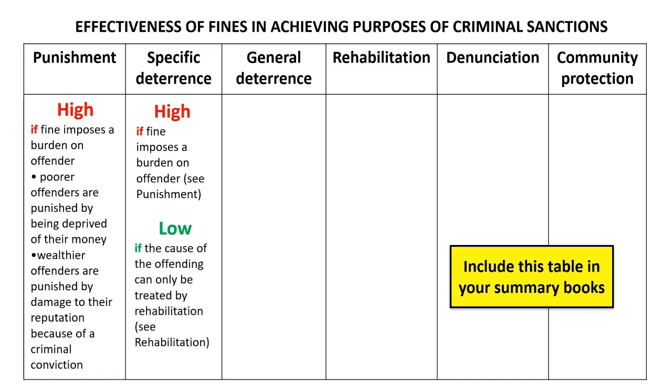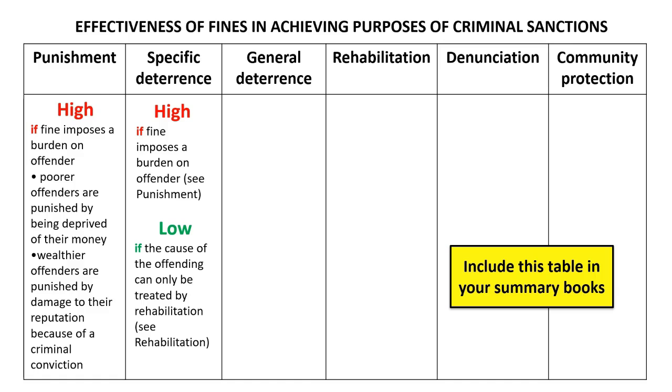Having said this, the effectiveness of a fine as a specific deterrent is likely to be low if the reason the offender committed the offence is something that will continue to exist unless the offender is rehabilitated. For example, if the offender committed the offence because of a drug addiction, then a fine is not likely to discourage the offender from committing further offences because the drug addiction is what is driving the offender to reoffend, and a fine does not remove that drug addiction.